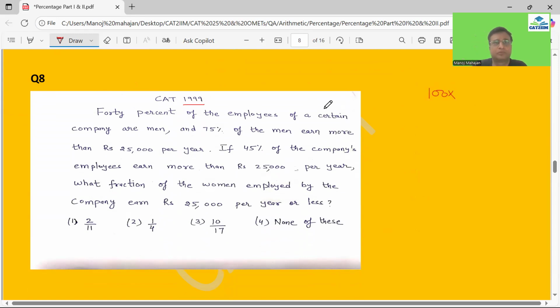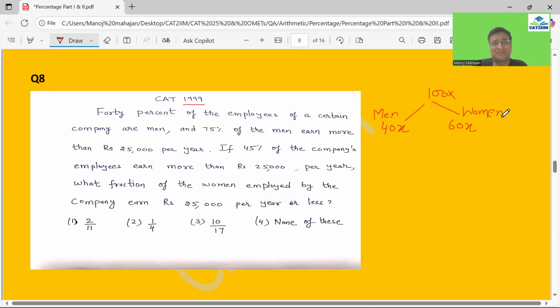So again, we can look forward to make a tree structure. So 100x, if I do it, 40% of the employees are men. So I'm assuming men and women only, no other stuff over here. So 40x can I write over here? Okay, so automatically 60x would be what? Women. So let me write over here, this is men, this is women. So it will be easy for us to figure out what they are asking you later on.